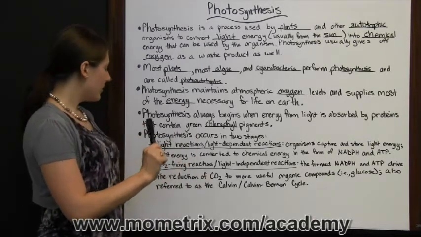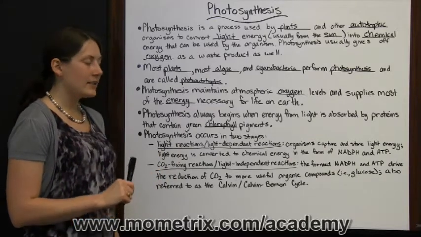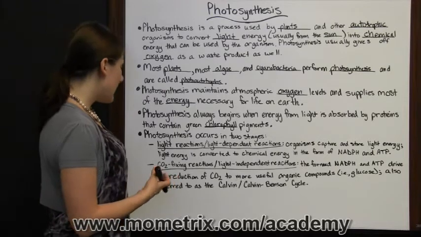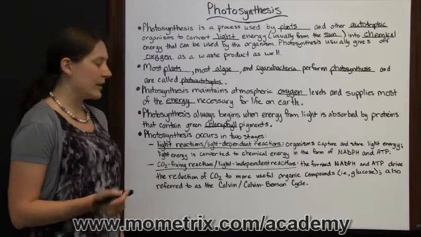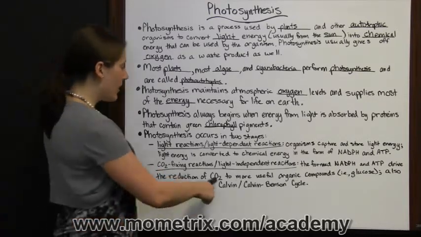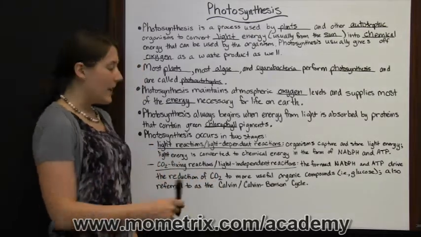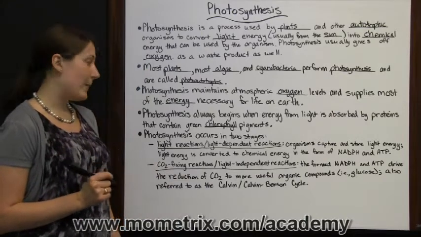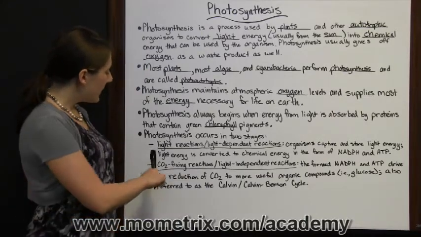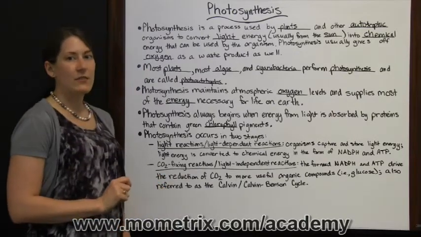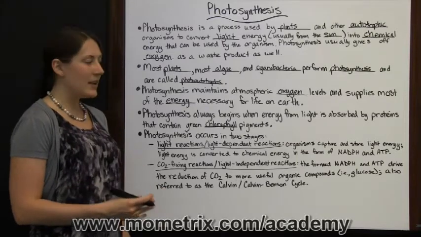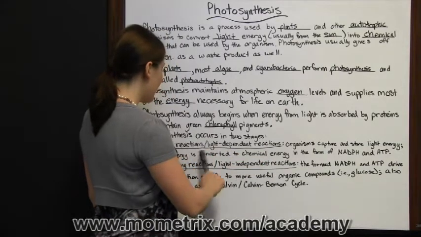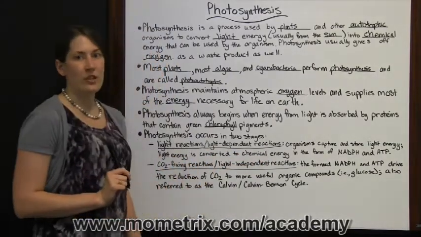those two energy molecules drive the reduction of carbon dioxide to more useful organic compounds, such as glucose. And they are also referred to as the Calvin or Calvin-Benson cycle. So when the carbon dioxide is reduced, that process can be called the Calvin or Calvin-Benson cycle as well. So even though this is a light-independent reaction, it does still depend on molecules that were created by converting light energy into a stored chemical energy.